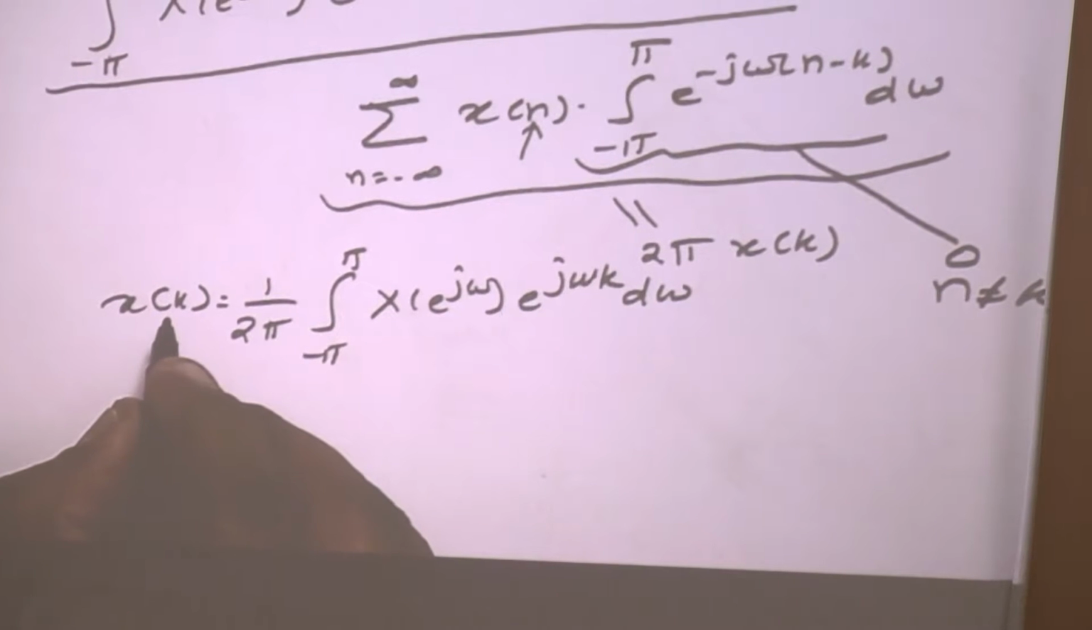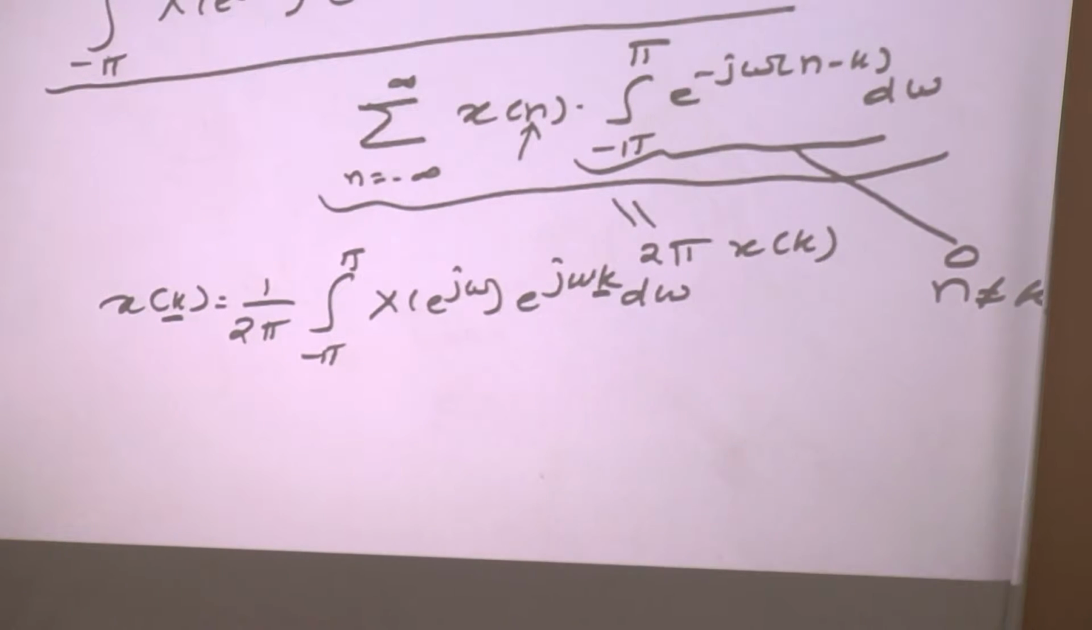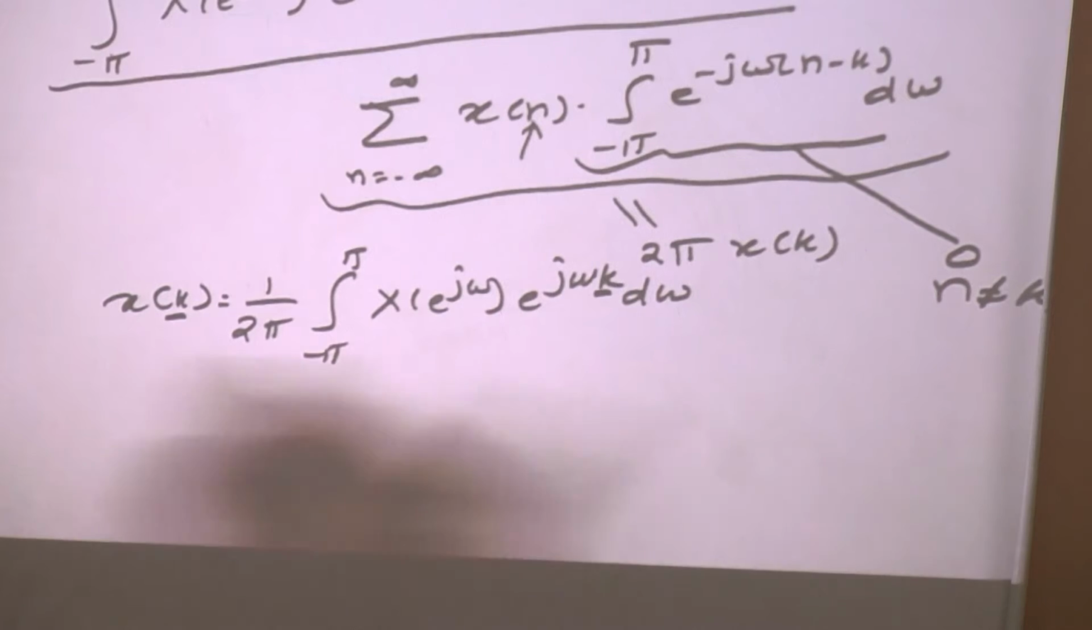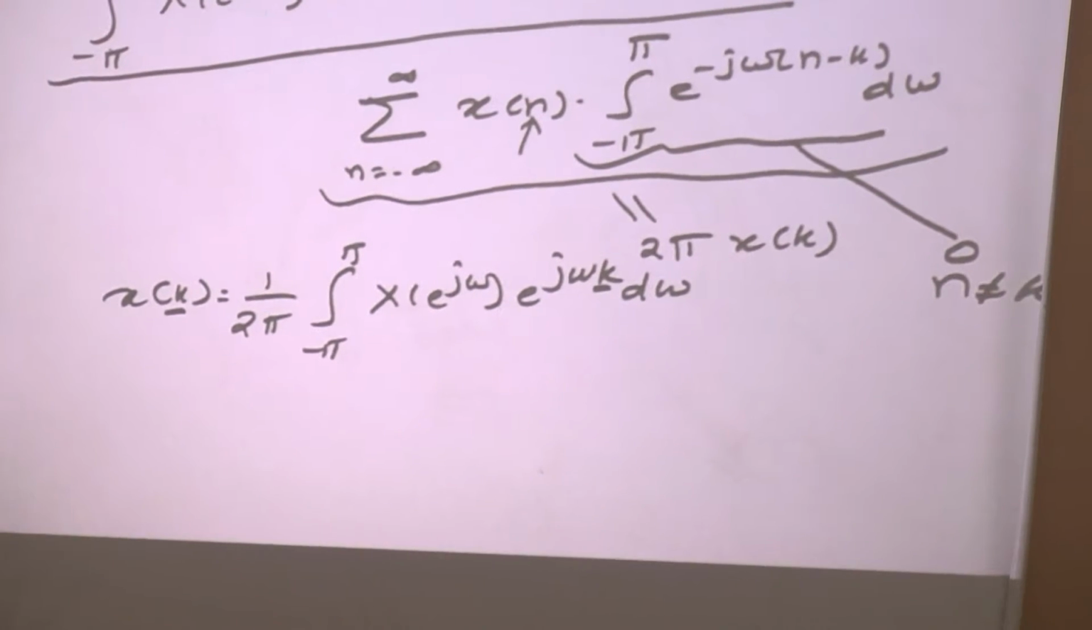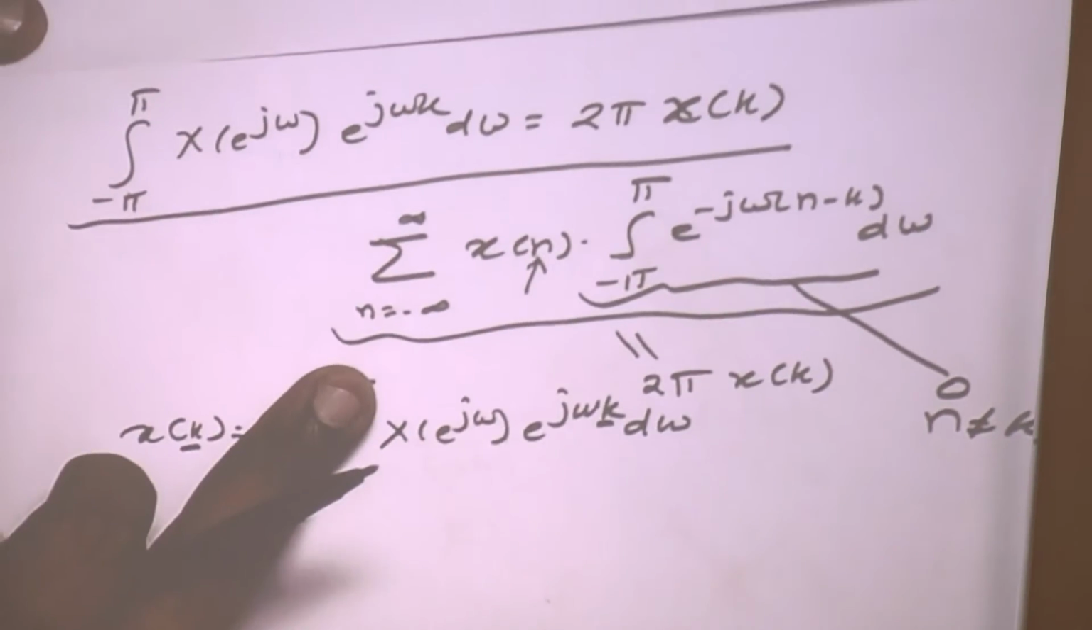Friends, remember, n is also an integer, k is also an integer. So it doesn't matter whether you replace it by n or k. So that's the algebraic proof.